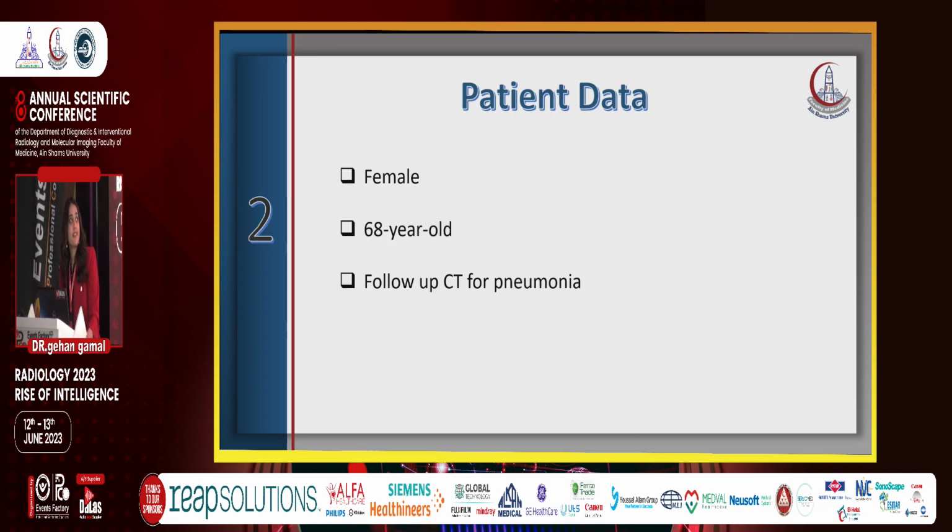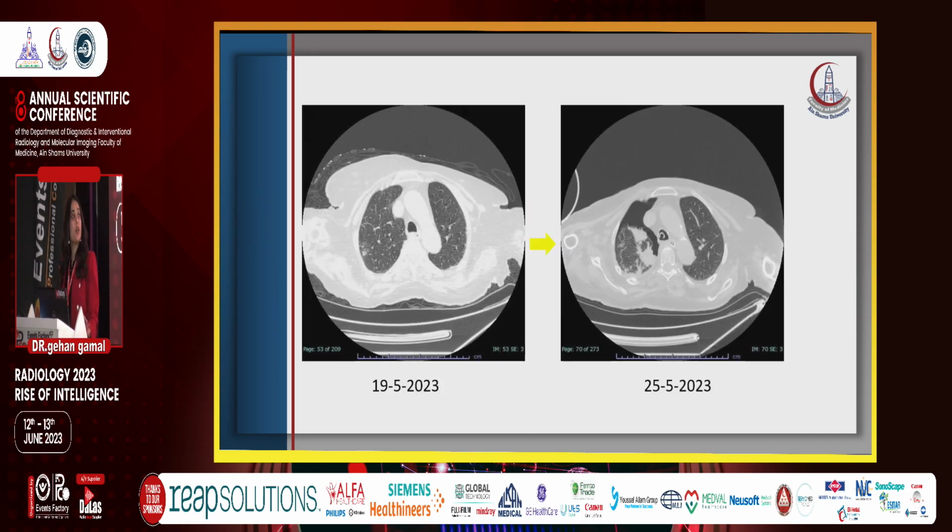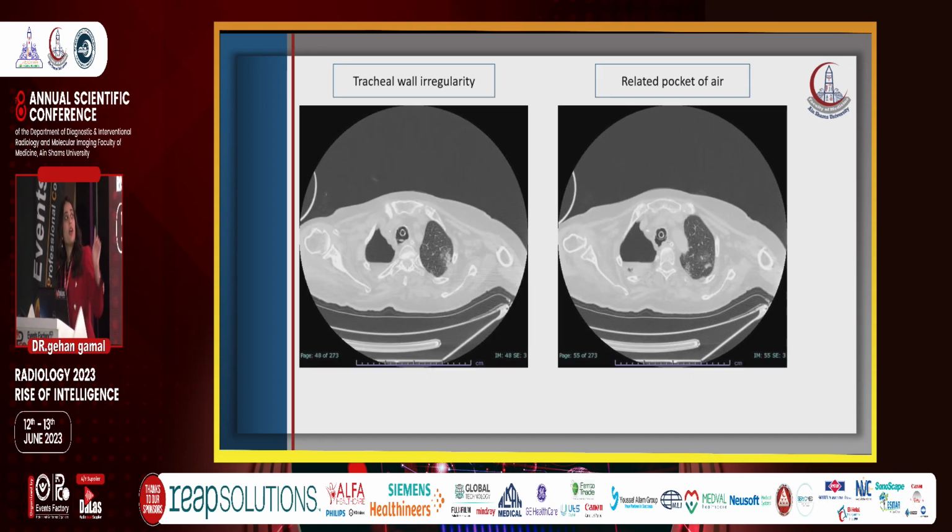Another case of a 68-year-old female patient whose previous CT chest showed evidence of pneumonic changes, and another CT was done 1 week later for follow-up. We compared the new study to the previous one and found a newly developed right-sided mild pneumothorax causing partial collapse of the right upper lung lobe, together with tracheal contour loss in the form of an irregularity seen in the right posterolateral wall of the trachea and related pocket of air as shown here.